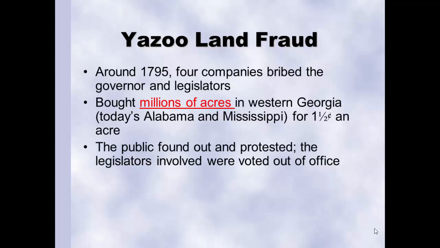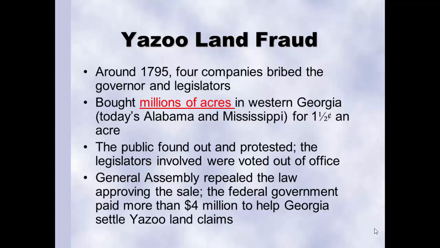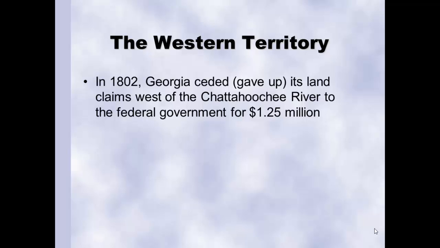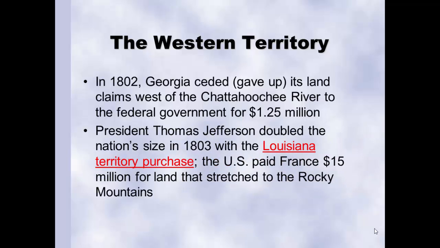The public found out, and of course it was a big uproar, and those involved were voted out of office. That law was repealed, and the federal government stepped in. The last slide is on the Louisiana Purchase, the Western Territory. Georgia gave up some of its land to the federal government. The Louisiana Purchase was in 1803, where we paid France $15 million for land.